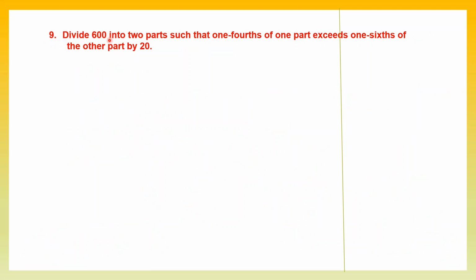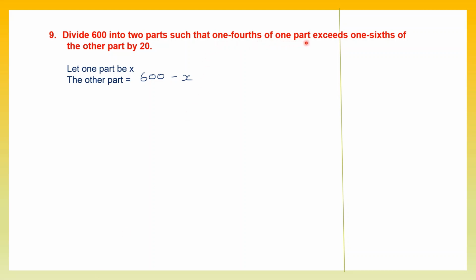Question 9. Divide 600 into two parts such that 1/4 of one part exceeds 1/6 of the other part by 20. So first thing is divide 600 into two parts. So let one part be x. So the other part will then be 600 minus x. The first part is x, so the second part will be 600 minus x because both together are equal to 600. Now let's see the rest of the question.